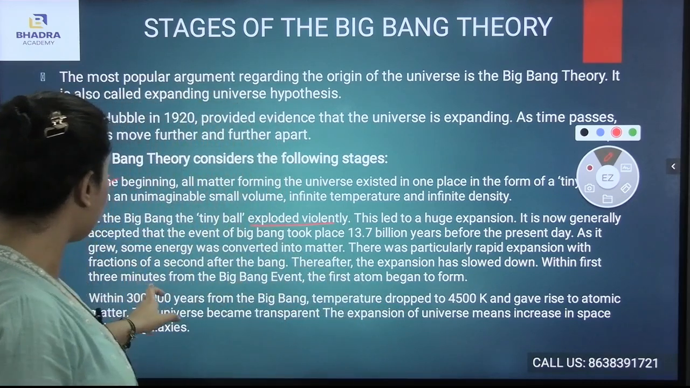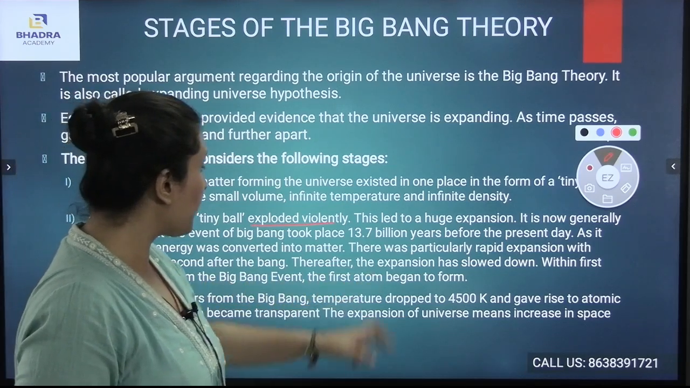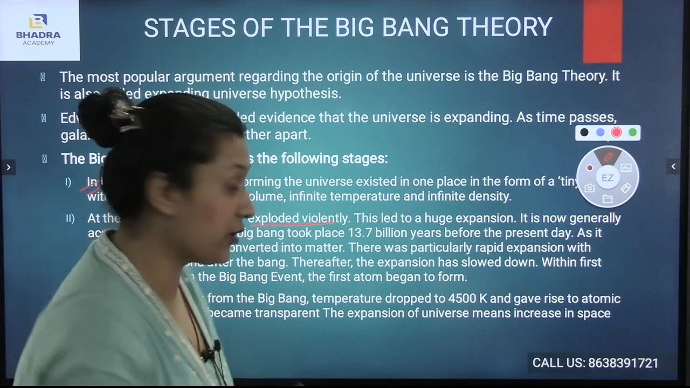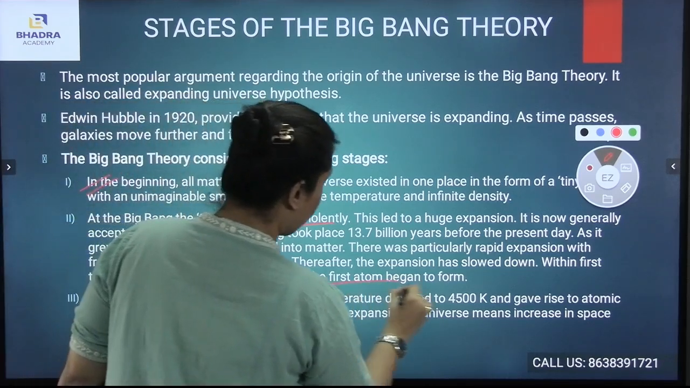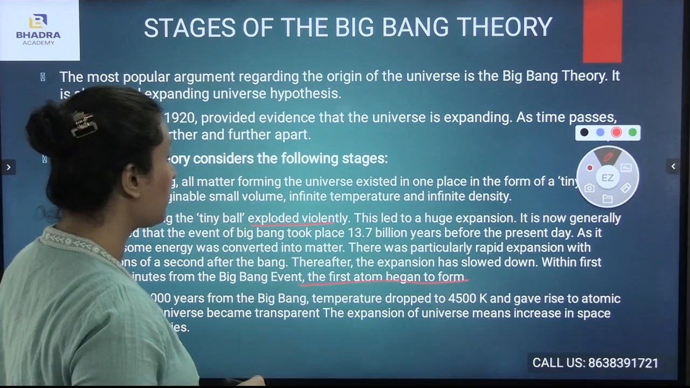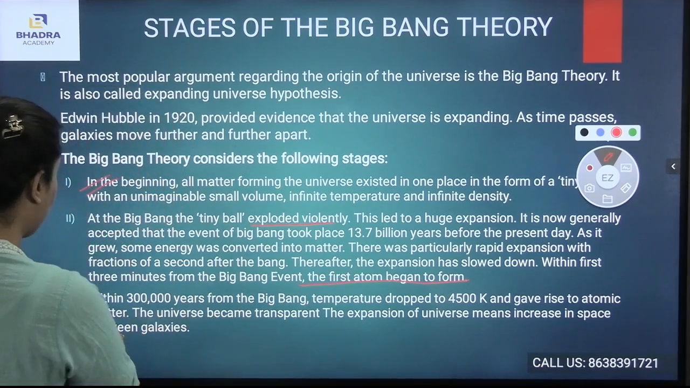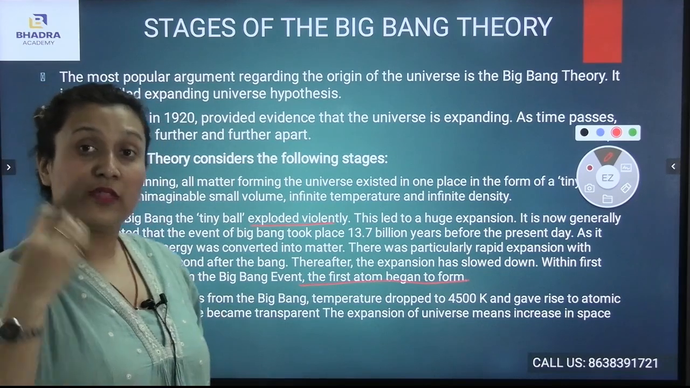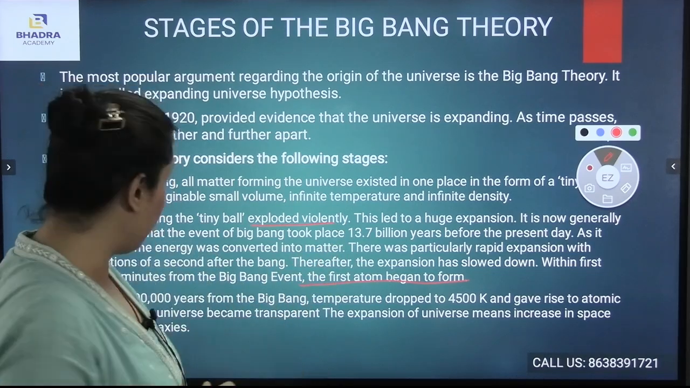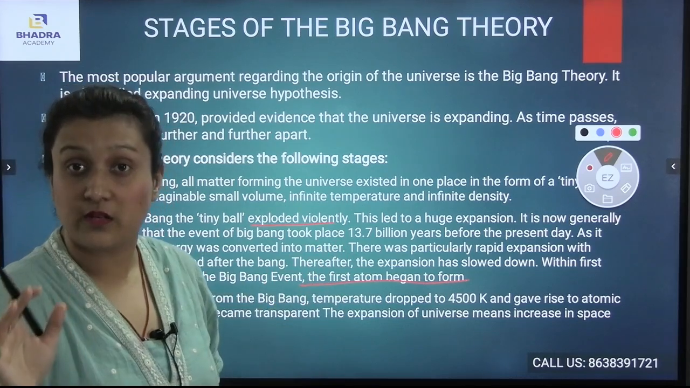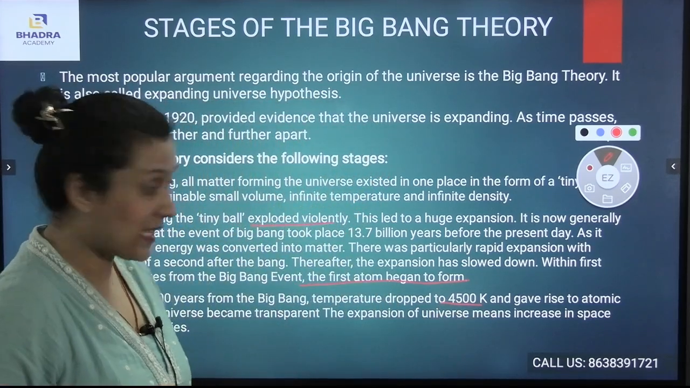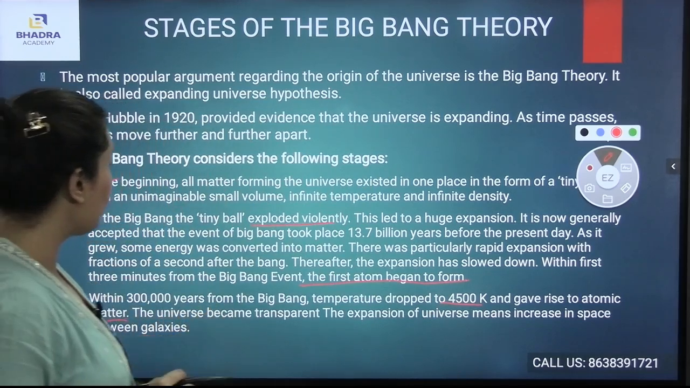Within the first 3 minutes from the Big Bang event, the first atom began to form. As one atom started to form, another atom started to be created. Then within 300,000 years from the Big Bang, the temperature dropped to 4,500 Kelvin and gave rise to atomic matter, and the universe became transparent.